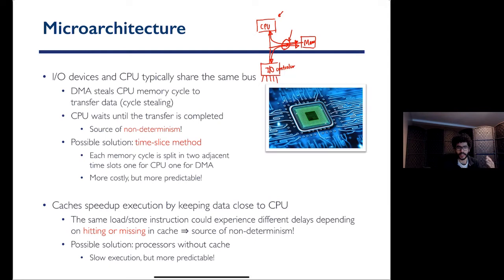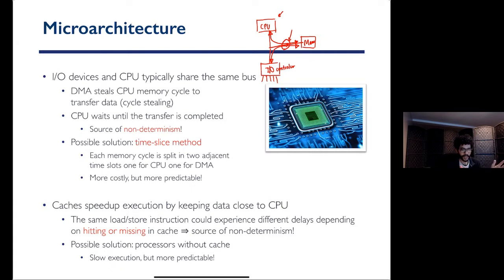programmed I/O instead of doing DMA, make the CPU transfer data back and forth between the I/O and memory. So that's one option, to just get rid of DMA altogether. This is going to be slow, right? And wasteful, because the CPU is going to be busy with doing I/O, and we saw that that's not a good idea. The other solution that you can have is to basically time share this memory bus.